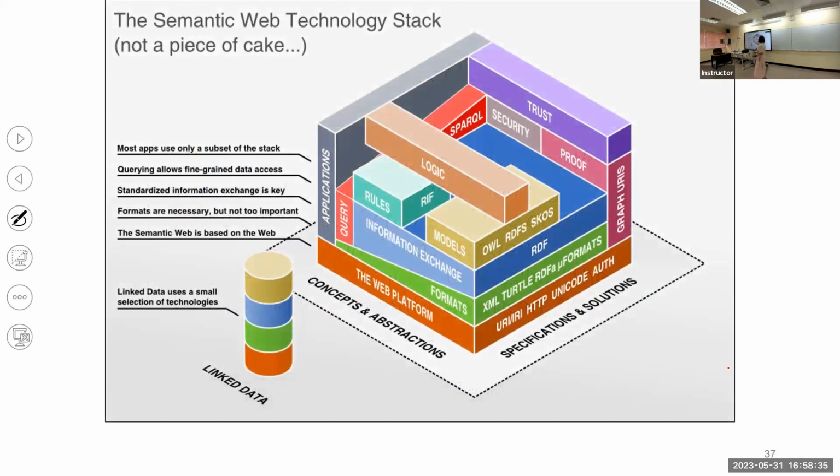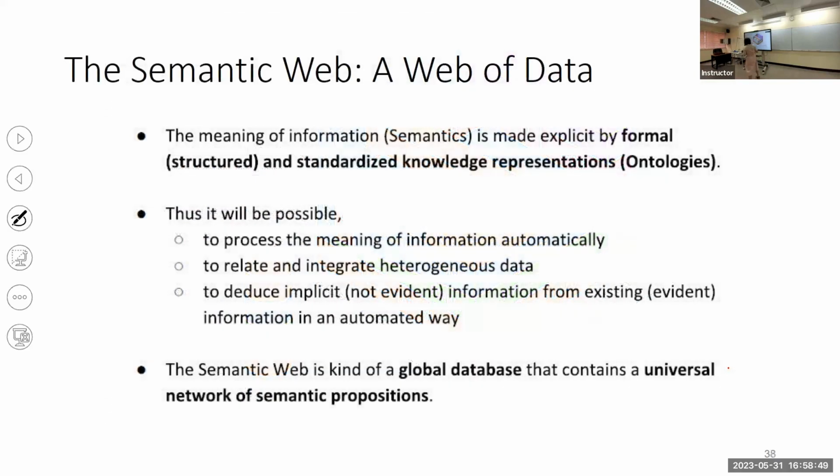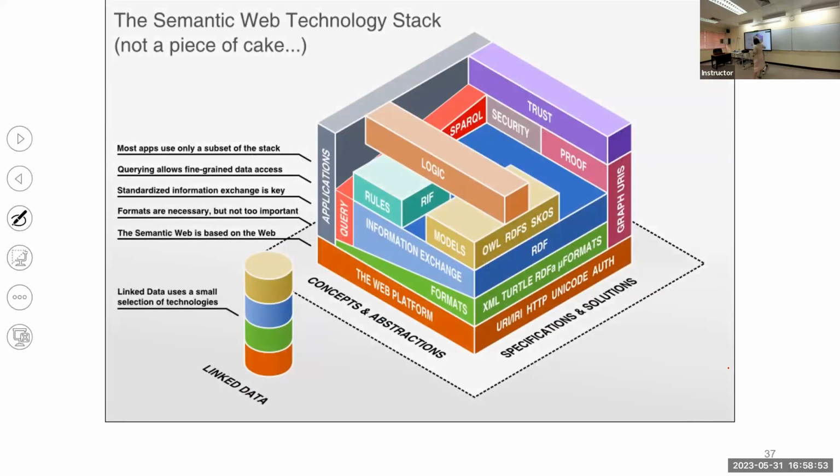So this is the technology stack for the semantic web. It looks a little bit 3D, okay, but actually I will have a more 2D version. Basically, this is the technical part, in terms of what technology underlies the semantic web, from bottom to the top. The bottom will be more the physical level. The top will be more on the application level. So the underlying infrastructure will be URI, HTTP, Unicode, authentication.